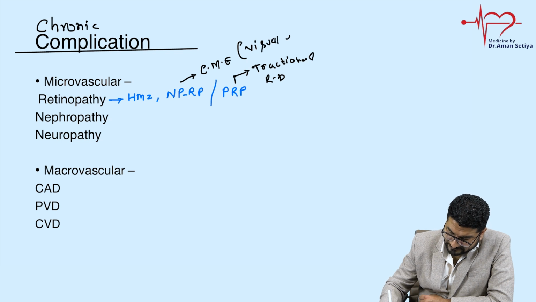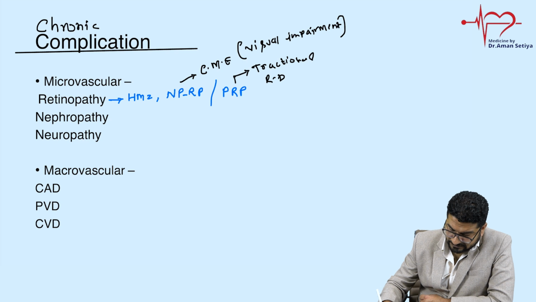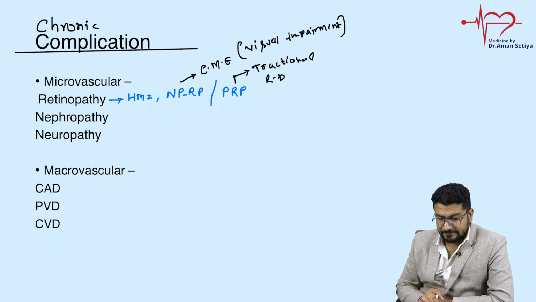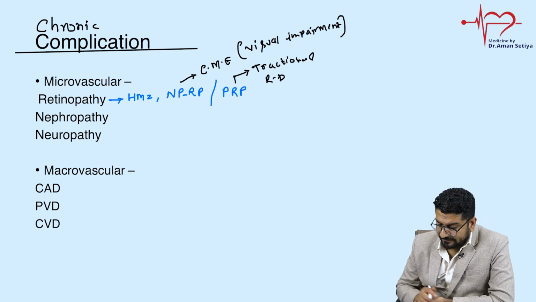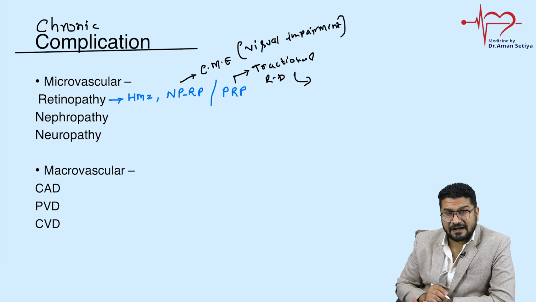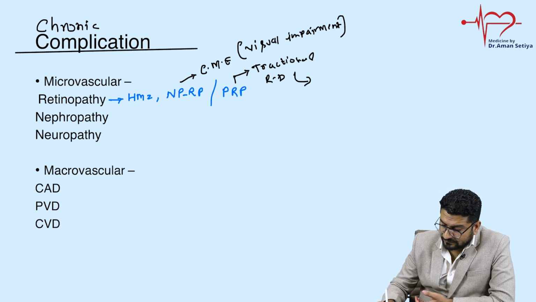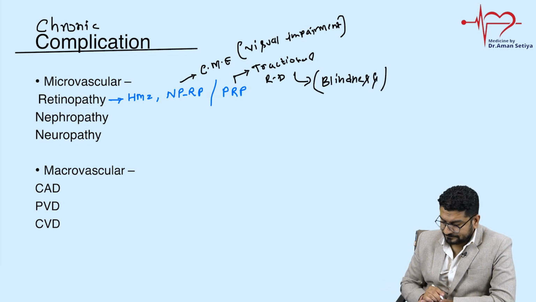So they ask you like, what is the cause of visual impairment or blindness in a patient in non-proliferative phase? Answer is CME, cystoid macular edema. And this tractional retinal detachment, this is the cause of blindness in a person, or I can use the term visual impairment, in proliferative stage.